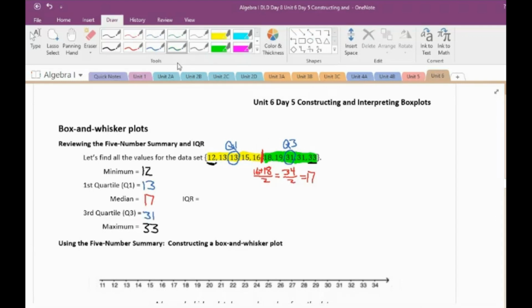And then finally, we have the IQR. The IQR, remember, is the range between the first quartile and the third quartile. So we're going to do that third quartile, 31, minus the first quartile, 13, and that will give us an IQR of 18. So that's what we did yesterday, and you practiced for homework.